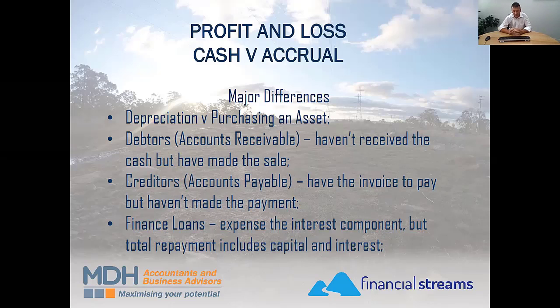Another major difference is borrowing. Say you've got a piece of equipment and you've borrowed money from a finance company. In cash terms, you've got an obligation to pay the principal and interest back, so you've got a cash outflow. But in profit and loss terms, we only recognise the interest component, because the principal goes back to pay off a debt that you picked up when you took out that loan. So there are some major differences when you look at cash versus accrual.